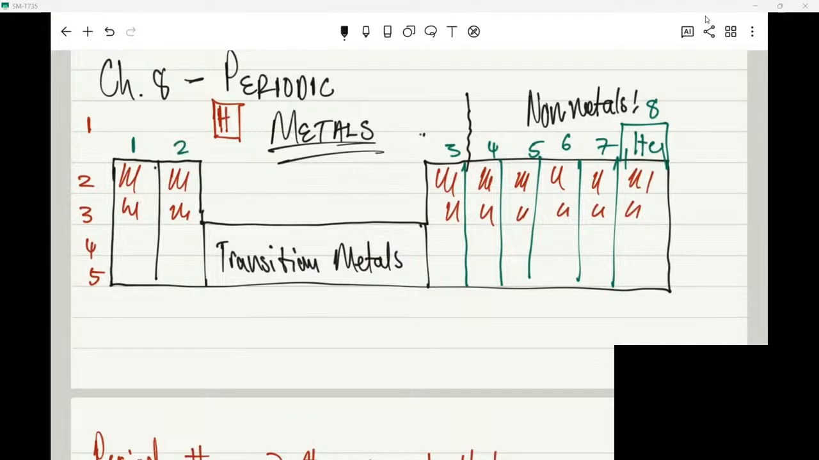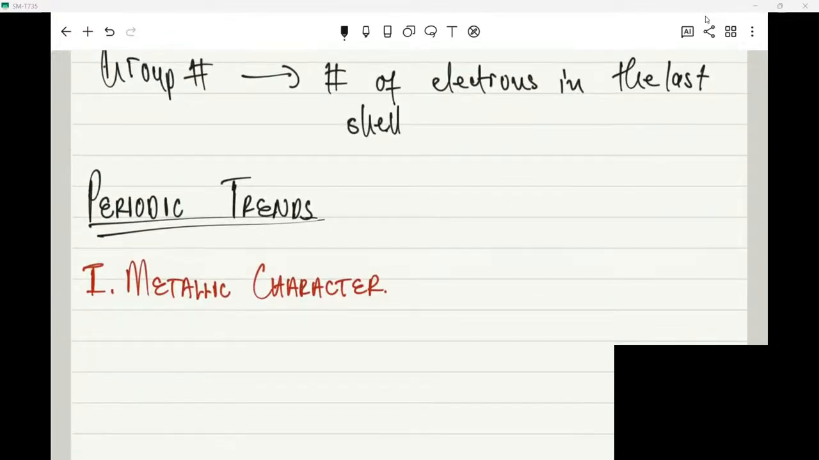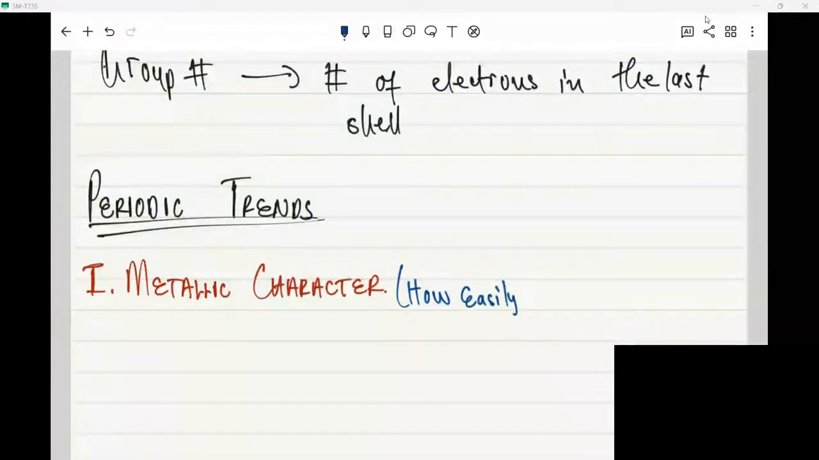Now, we have something called metallic character. Of course, you can link it to the reactivity of the metal, but let me be more precise. Metallic character is a trend you must know. It is how easily this metal behaves like a metal. And how do metals behave? They lose electrons. So it's like, how easily does this metal lose electrons? This will tell us the metallic character.